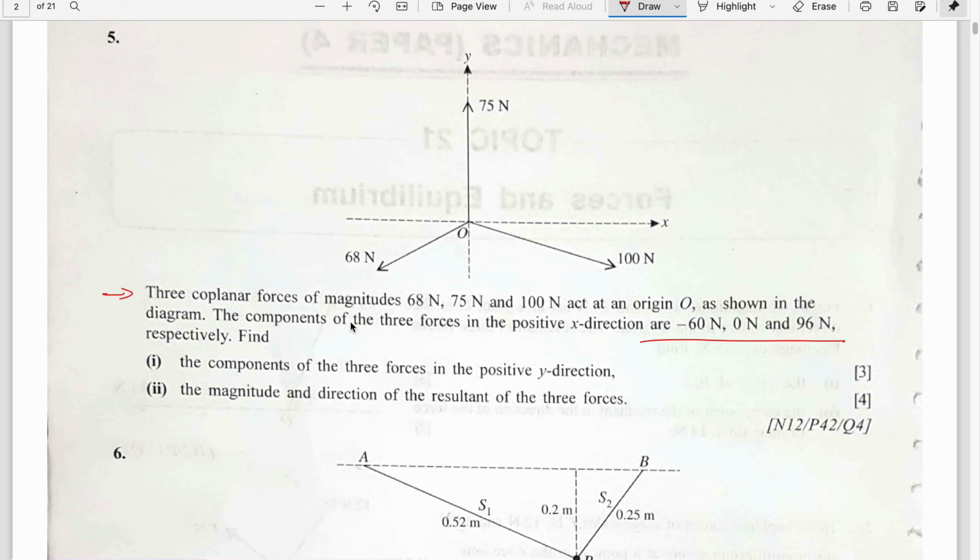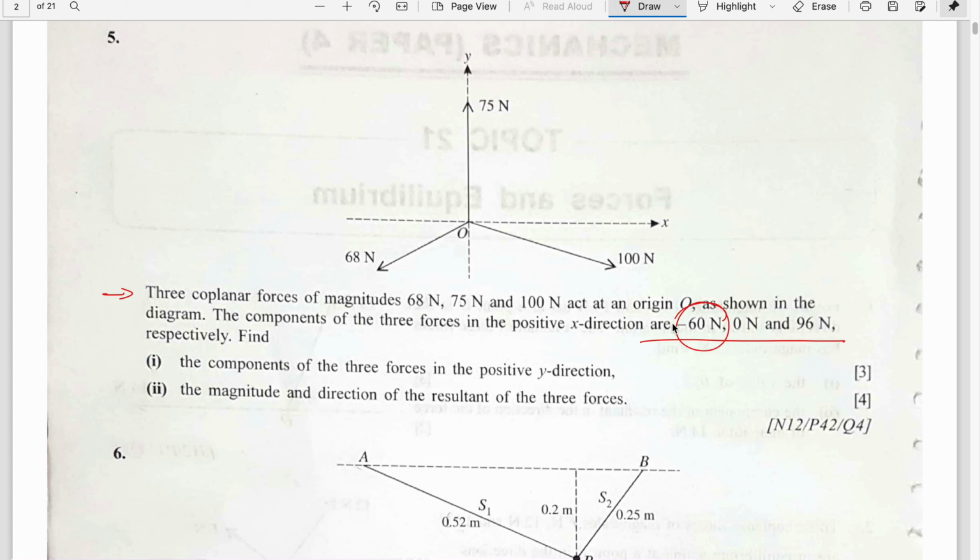Three coplanar forces of magnitude 68, 75 and 100 act at the origin, as shown in the diagram. The components of the three forces in the positive x direction are minus 60, 0 and 96.